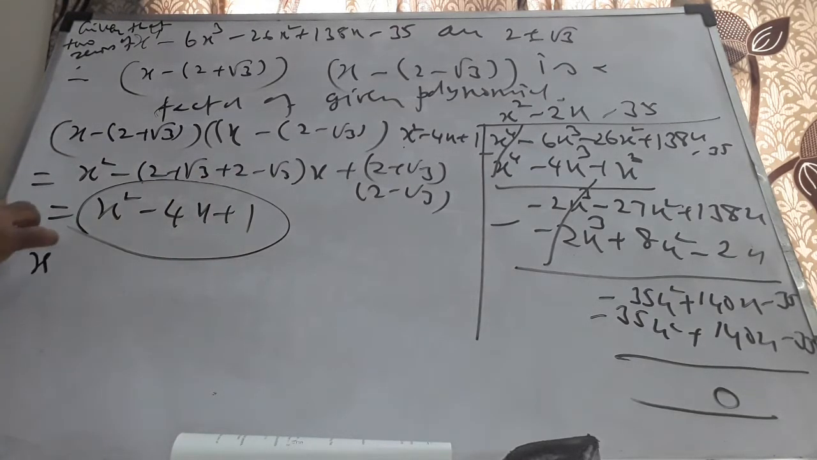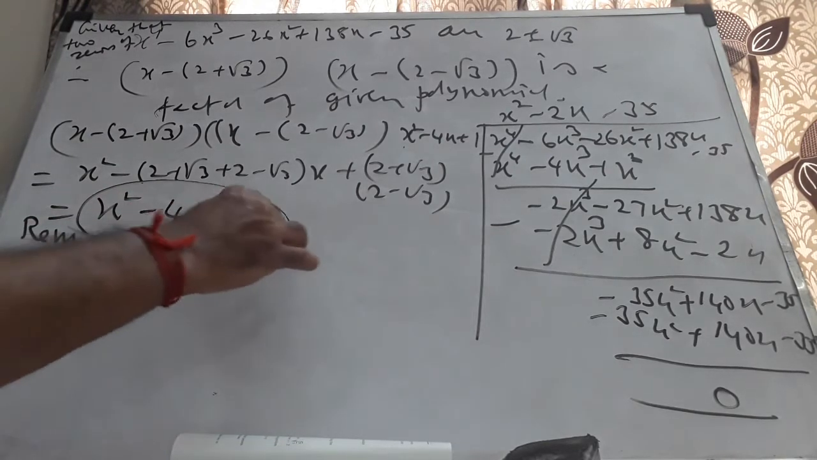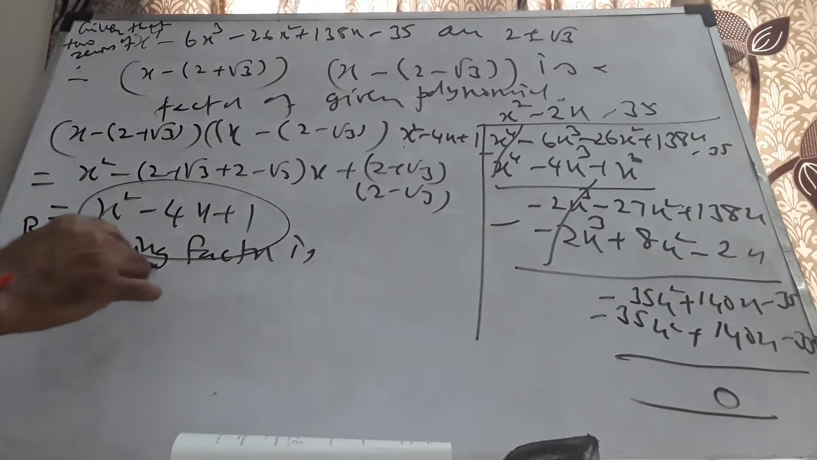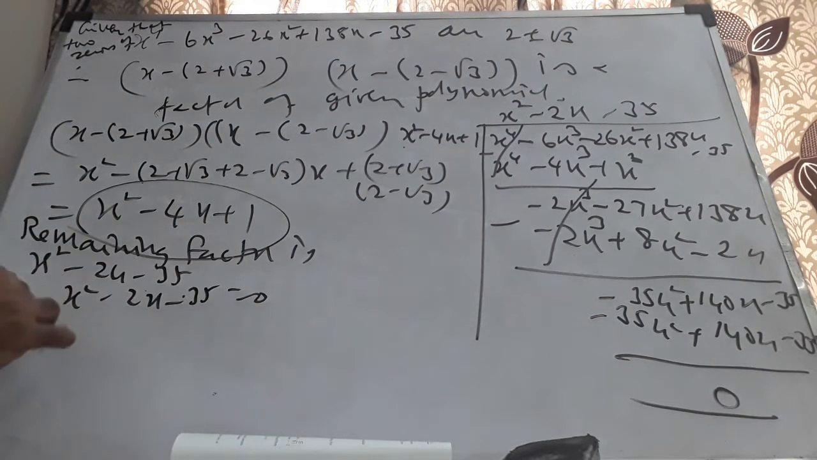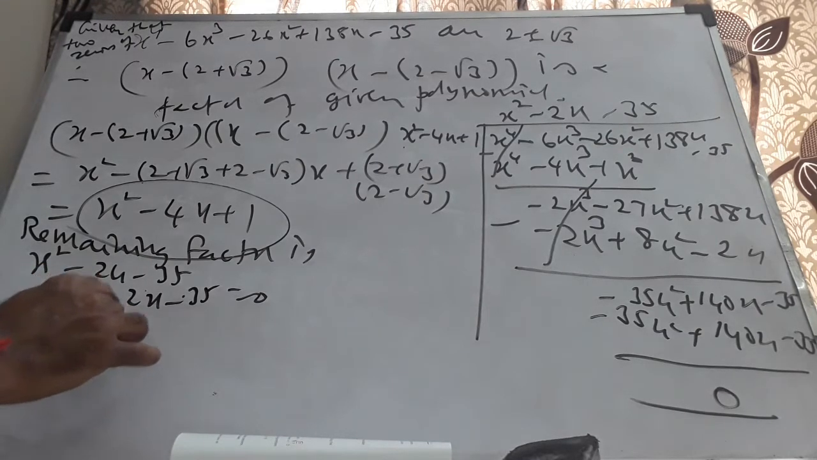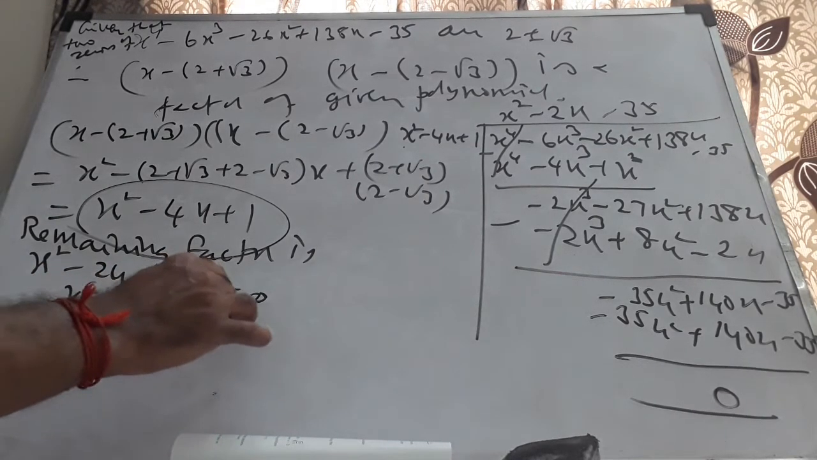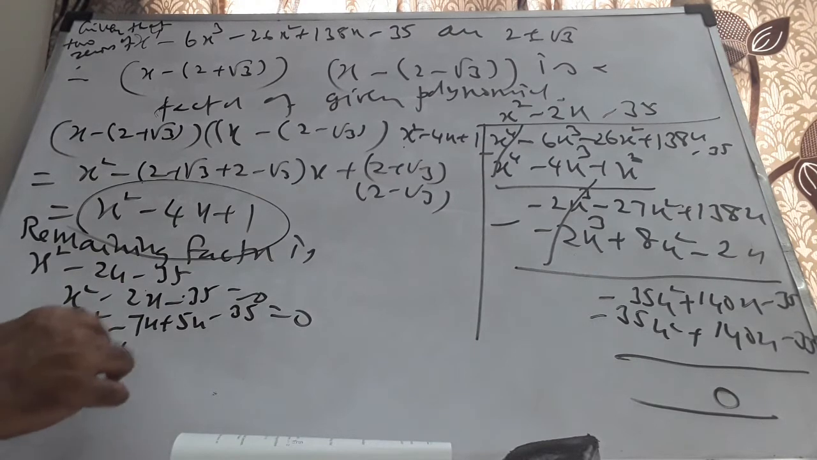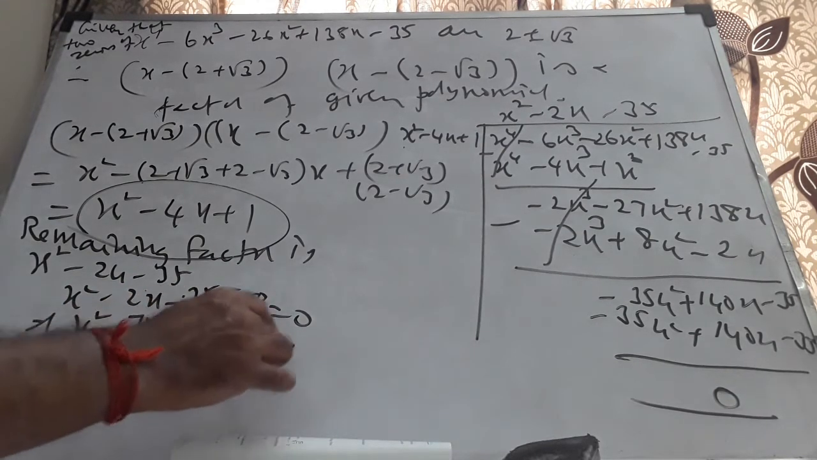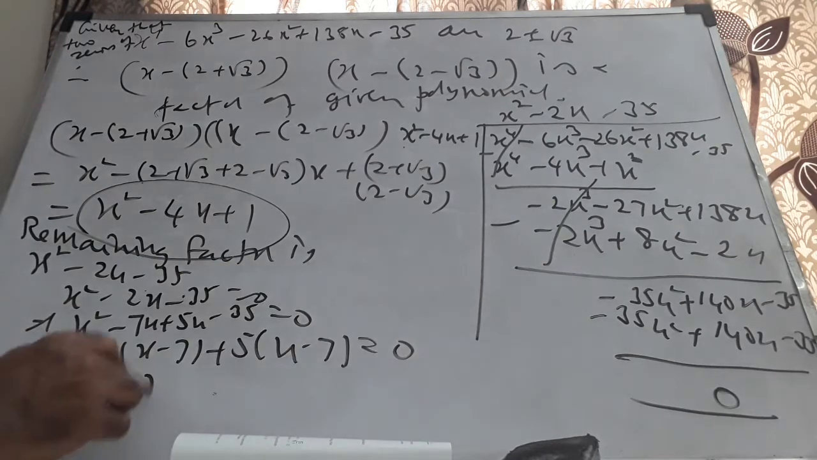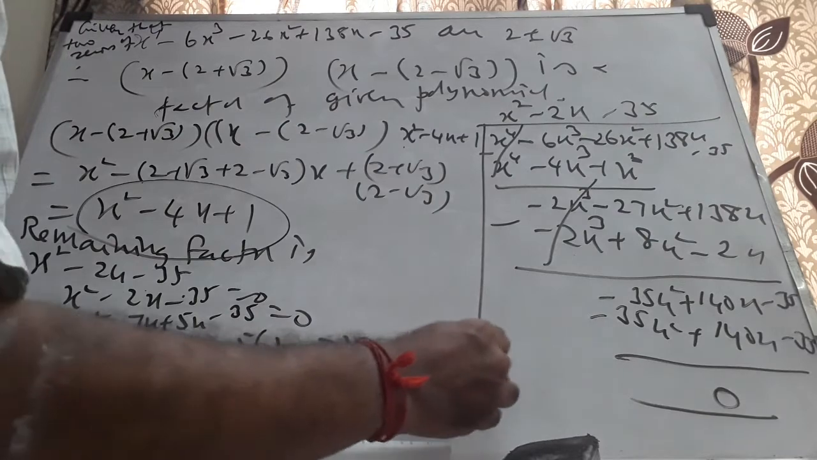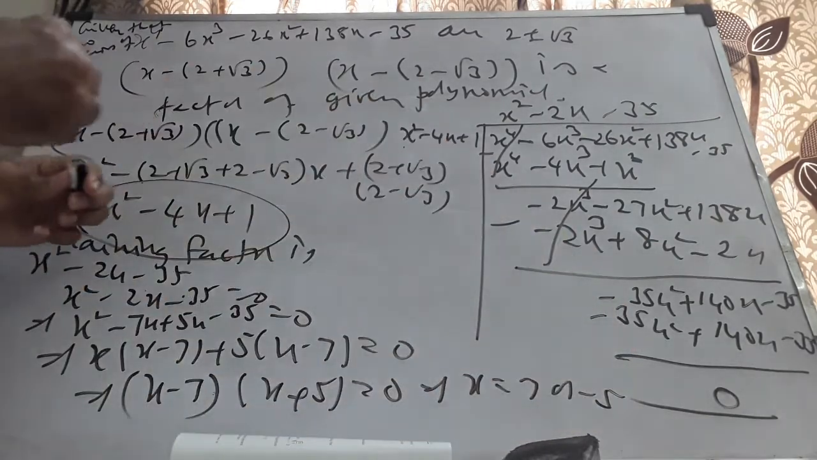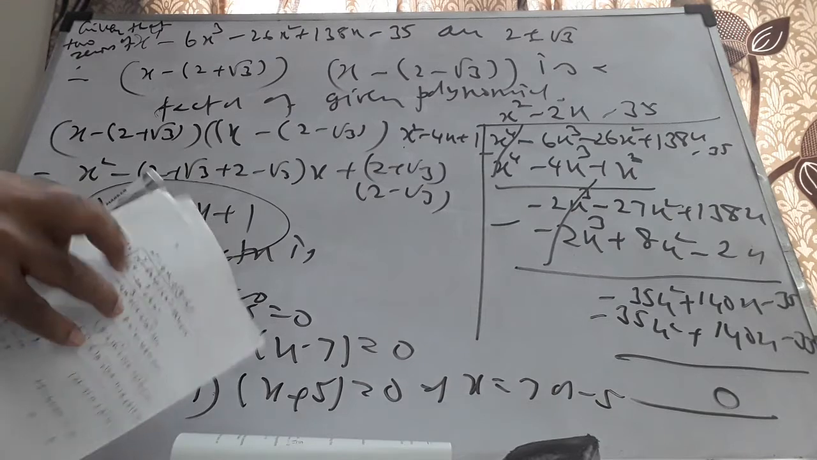Therefore, the remaining factor is x square minus 2x minus 35. Now equate this to 0. x square minus 7x plus 5x minus 35 is equal to 0. This implies x into (x minus 7) plus 5 into (x minus 7) is equal to 0. This implies (x minus 7) into (x plus 5) is equal to 0. This implies x equal to 7 or minus 5. So the remaining two zeros will be 7 comma minus 5.